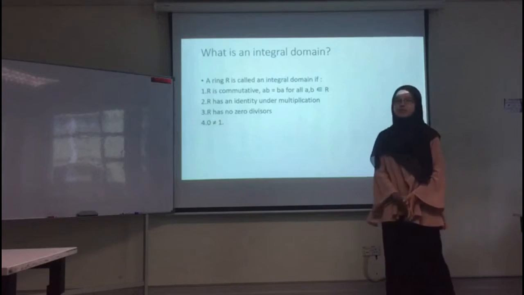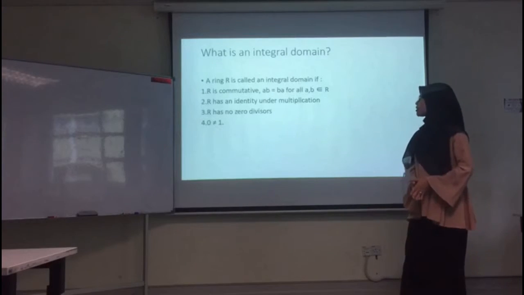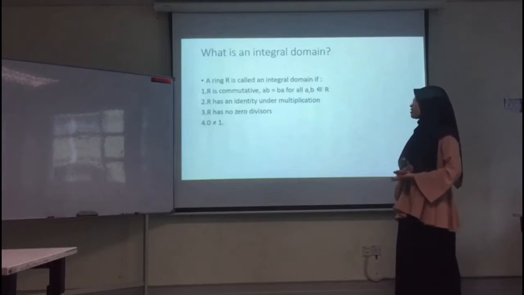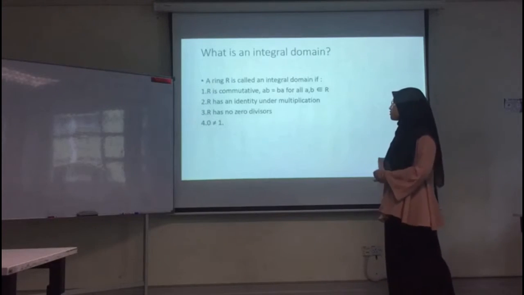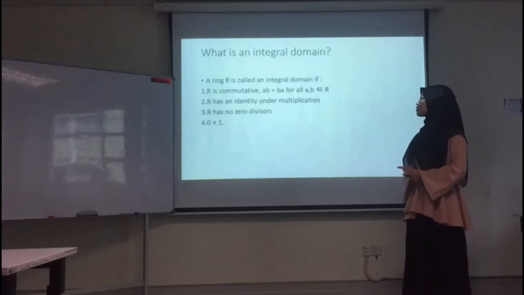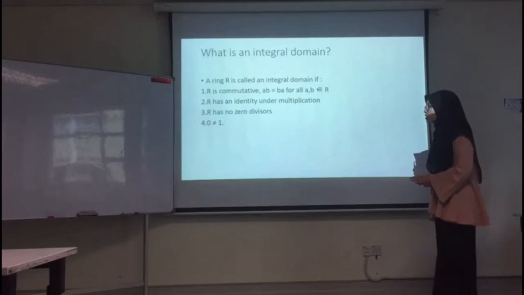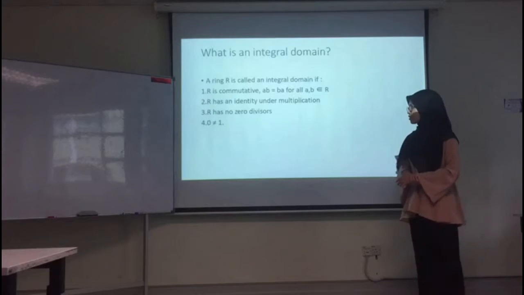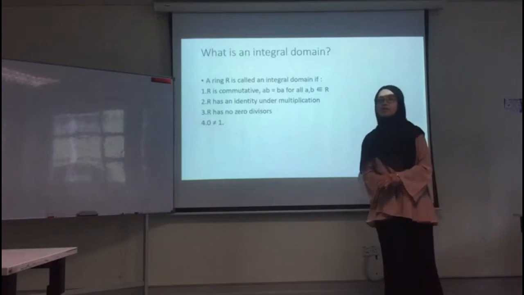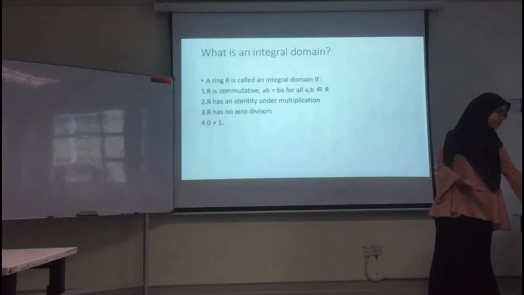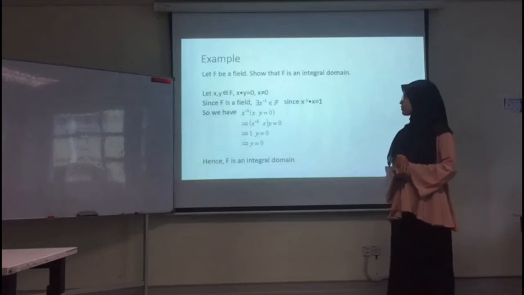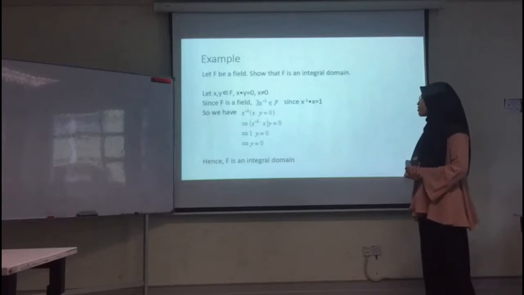For the next question, what is an integral domain? A ring R is called an integral domain if R is commutative, which is AB equal to BA for all A, B in R, R has an identity under multiplication, R has no zero divisor, and 0 is not equal to 1. For example, let F be a field, show that F is an integral domain.